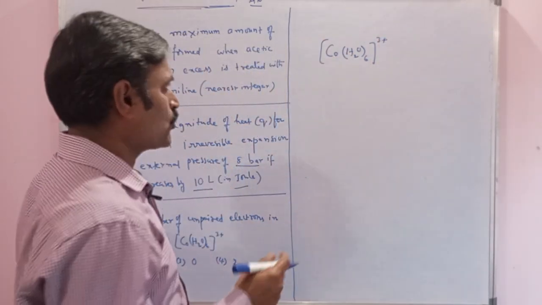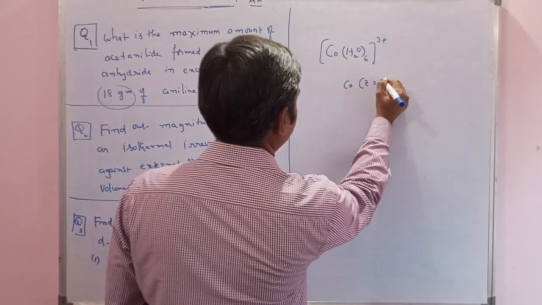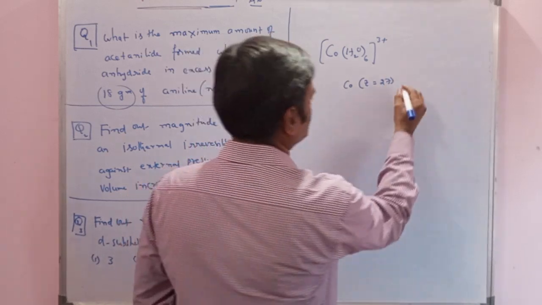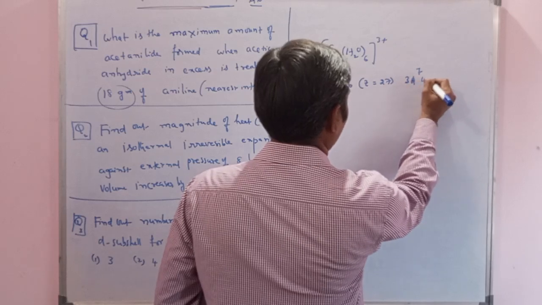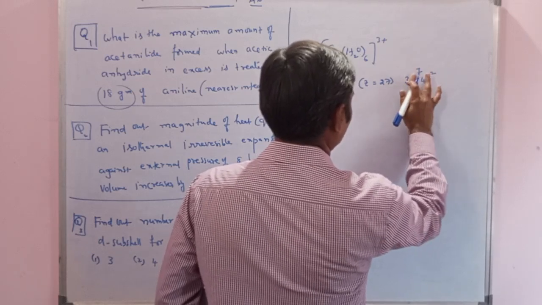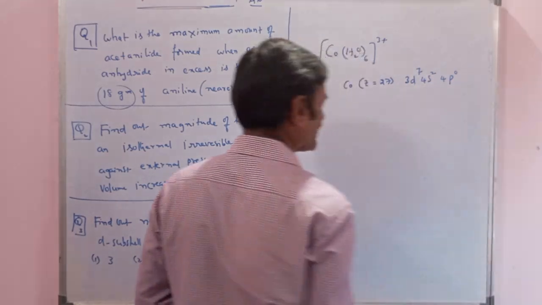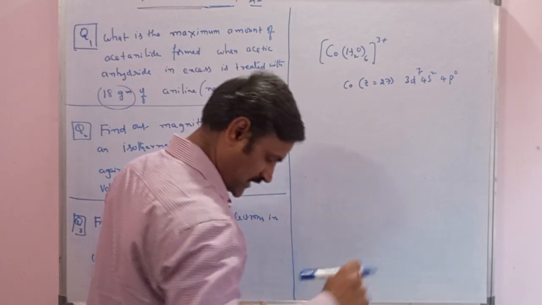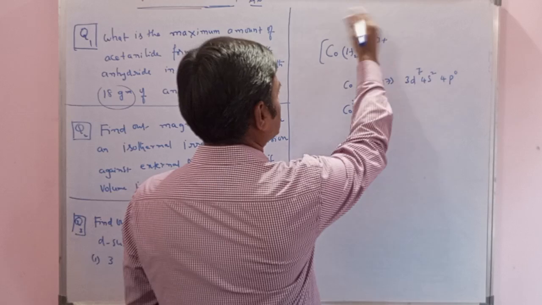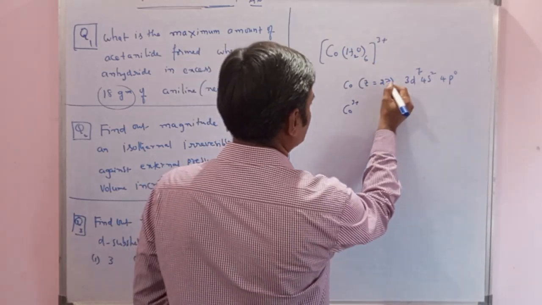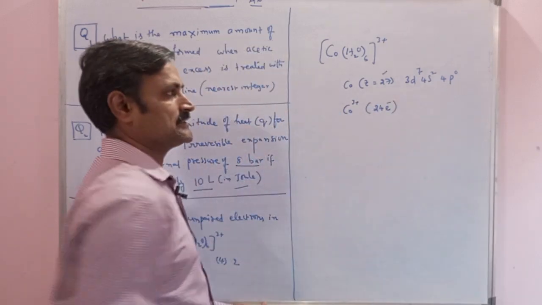And cobalt in its ground state configuration, we know the cobalt Z value is 27, that we have to consider. That is 3d7 4s2, and 4p0 also we can take if needed. Now the requirement is to convert this cobalt into plus 3, as in this complex the cobalt oxidation state is plus 3. So 27 minus 3 is 24 electrons, we have to write this configuration.